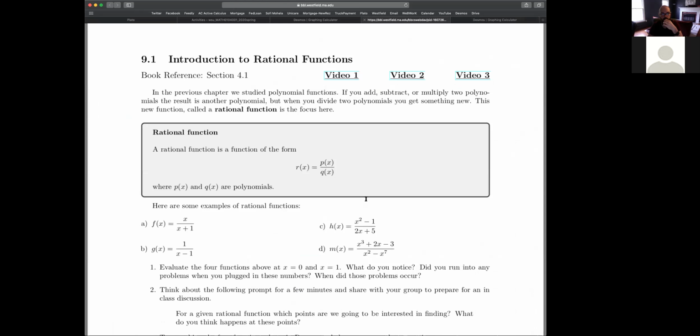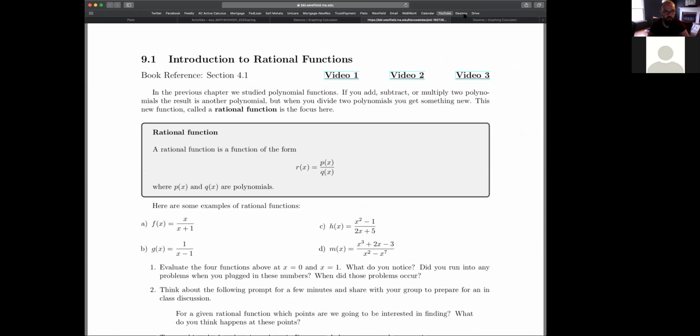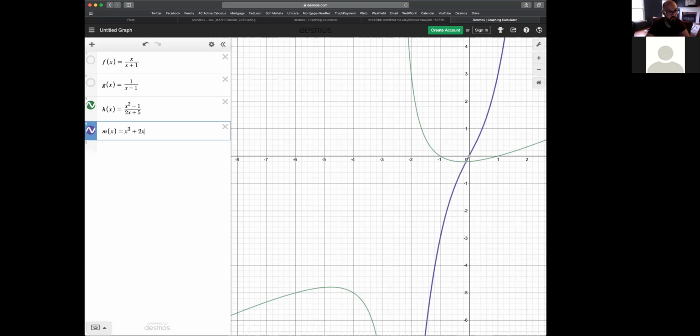And then we've got our last one here. What did I call this? M of x. So it's x cubed plus 2x minus 3. We're going to divide all of this by x squared minus x to the 7th.